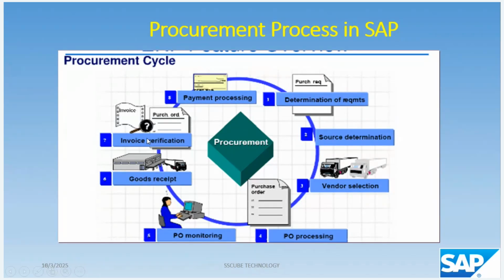So invoice verification. After goods receipt, there is an invoice verification process. Invoice verification means they have sent the invoices to us and we have to pay them. So we will check whether the item we have ordered is the same item we have received or not, and then we'll process the invoice and send it to the account department for processing.